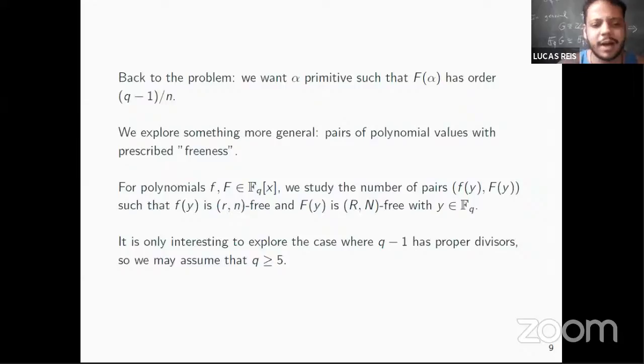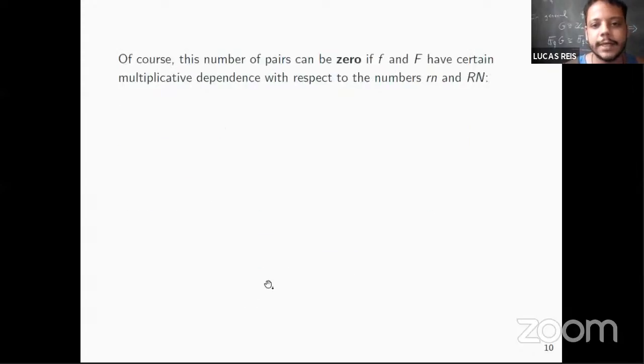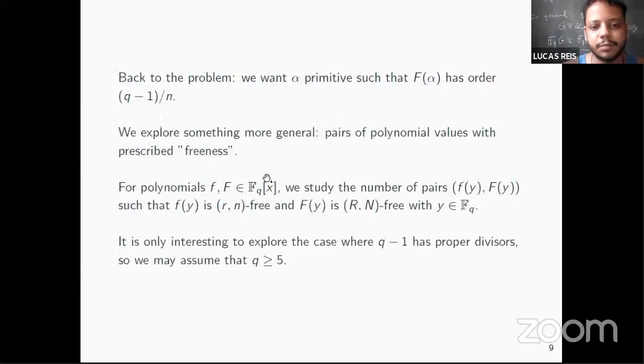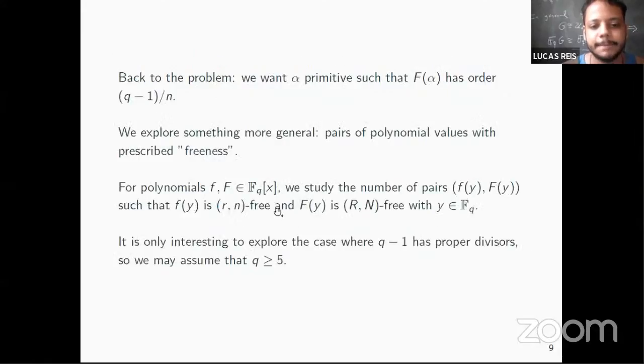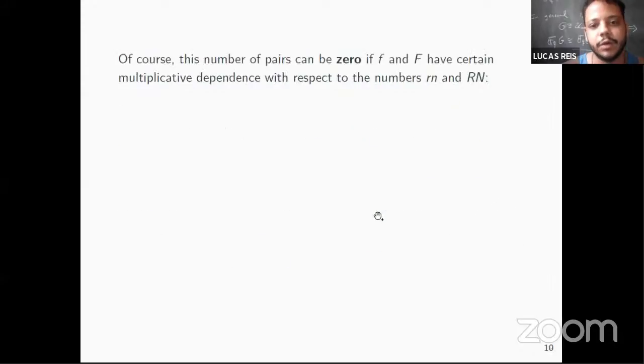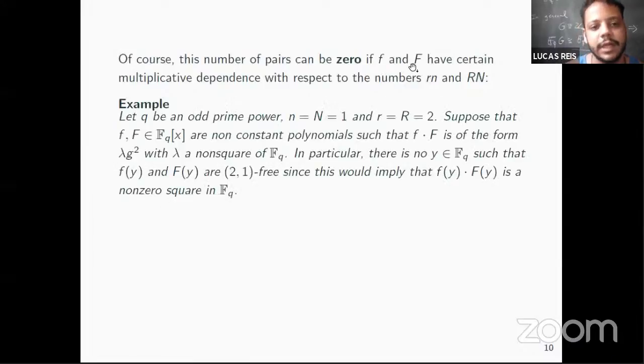So just a quick remark, it's only interesting if q minus 1 is not a prime. So we assume that q is at least 5. So in this kind of multiplicative dependence, the number of pairs f of y, capital F of y with this property can be 0 if we have some multiplicative dependence between f and capital F. Here is an example. I won't go much into the details, but we just use quadratic residues in Fq.